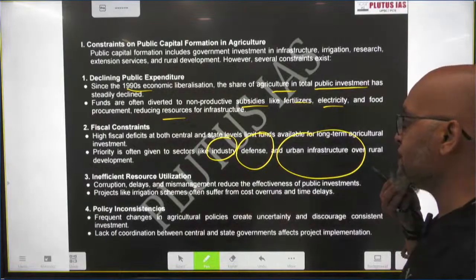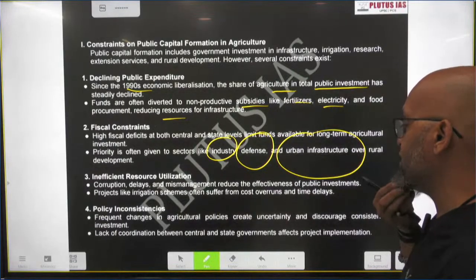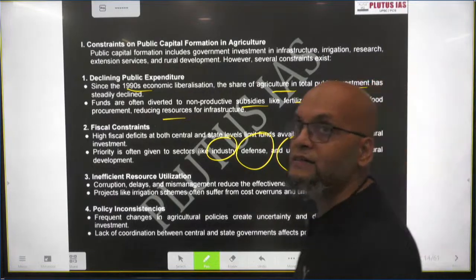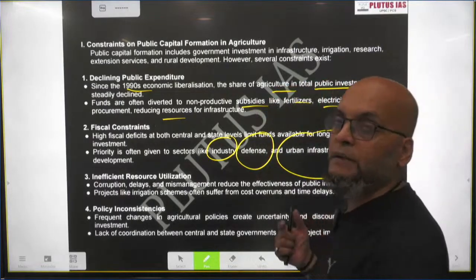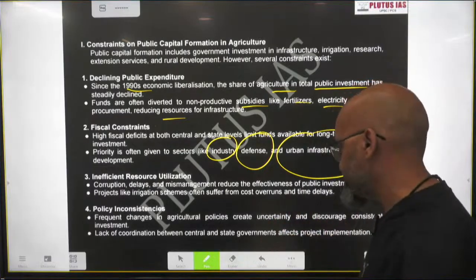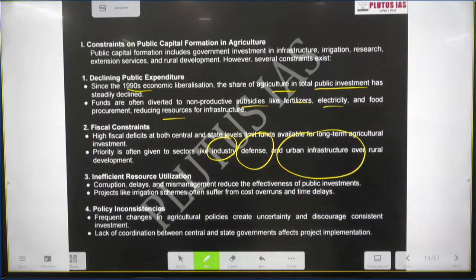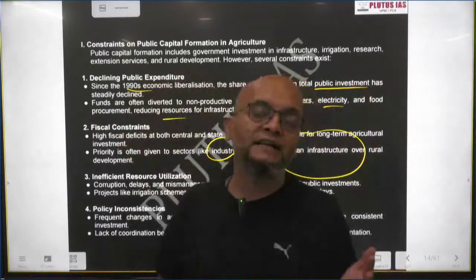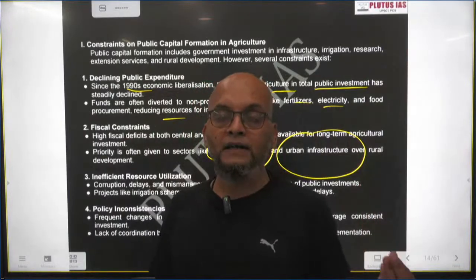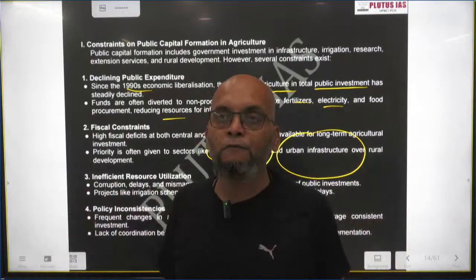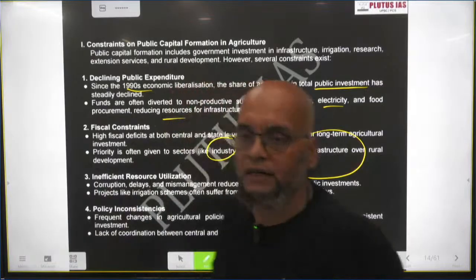Then policy inconsistencies. Frequent changes in agricultural policies create uncertainty and discourage consistent investment. The policies that government adopts for agriculture are also variable; they keep on changing. Lack of coordination between central and state government affects project implementation. Central and state governments are not coordinated. If in the center there is a government of one party and in the state a government of another party, there would be grudges between them. And what is going to suffer? Agriculture will suffer due to that as well.